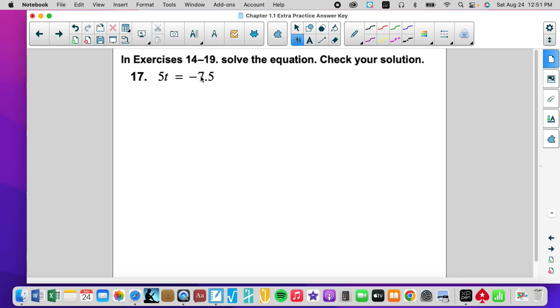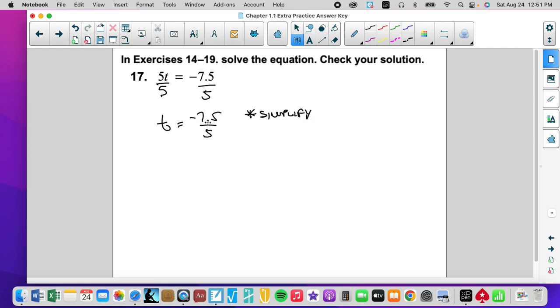5t divided by negative 7.5. 5 is being multiplied. The inverse of multiplication is division, so we will divide. That leaves me with t equals negative 7.5 over 5. You cannot have a decimal and a fraction as your answer. You need to simplify this correctly.